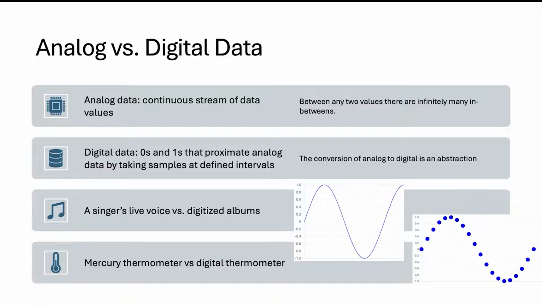Digital data, on the other hand, will be just some fixed set of 0s and 1s that will approximate the analog data. So say, for example, if we want to approximate the sine function using the digital way, we're going to sample. So we're just going to take some samples at some defined intervals.